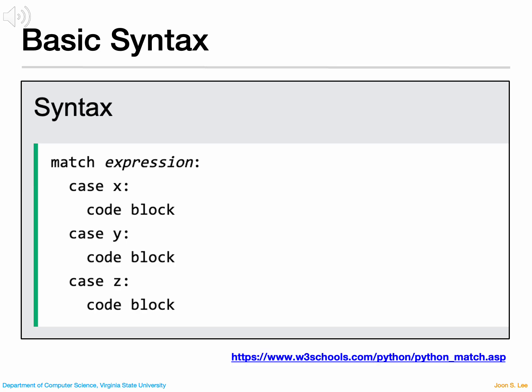This is the basic syntax of the match statement in Python. We start with match, followed by an expression that we want to evaluate. Then we write one or more case blocks. Each case represents a possible value or pattern the expression might match. If the expression matches X, the code block under case X will run. If it matches Y, the code under case Y runs, and so on for each case.